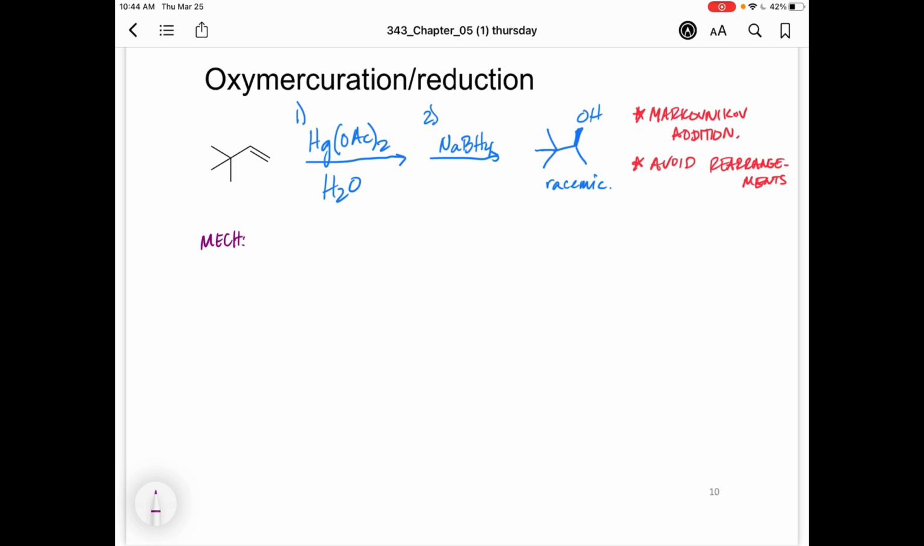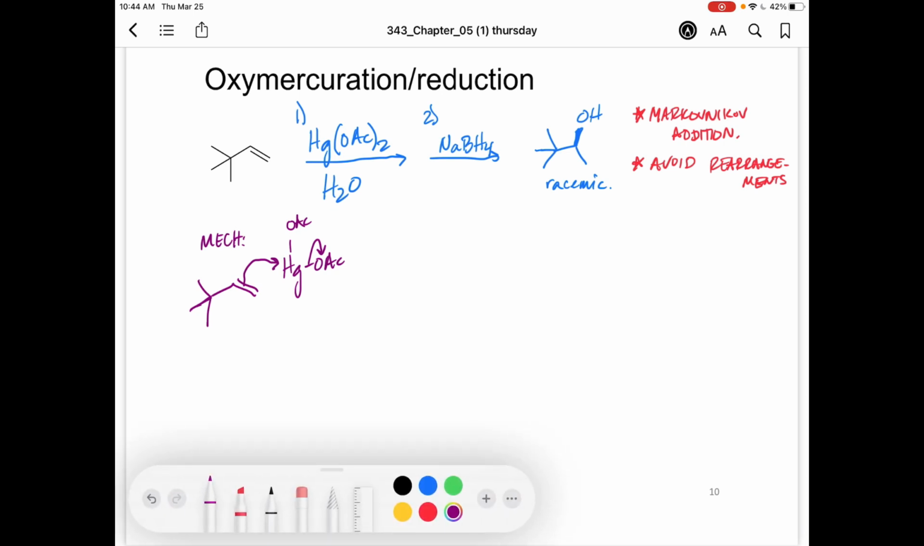So I'm going to start with my alkene. Okay, and then we're going to react this with this mercury acetate. And the cool thing about this mechanism, and what you'll see a lot in organic chemistry, is some of them look very, very similar. We're going to attack the mercury. We're going to kick out one of our leaving groups, which would be this acetate. Now, let's draw out what this acetate looks like.